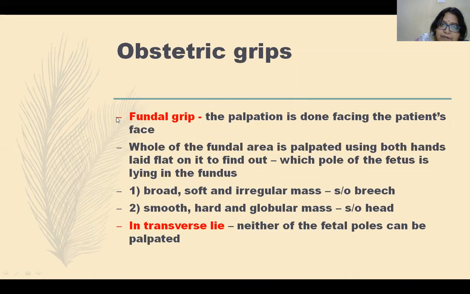Next are the obstetric grips. What are the grips? The first one is the fundal grip, where the palpation is done facing the patient's face, and the whole fundal area is palpated with both hands laid flat on it, to know which pole of the uterus is lying in the fundus. If it is a broad, soft, irregular mass, it is breech. If it is a smooth, hard, globular mass, it is head.